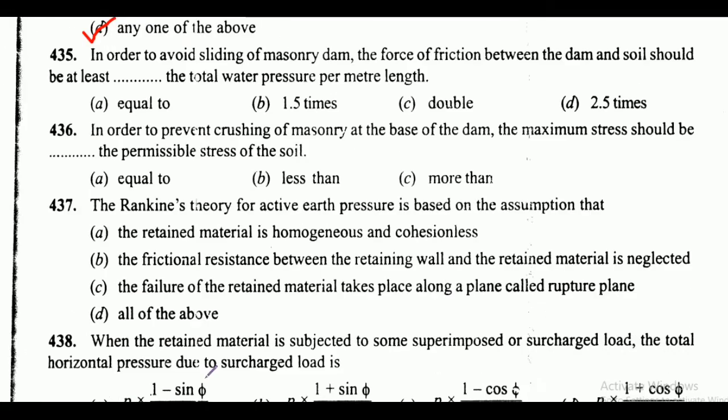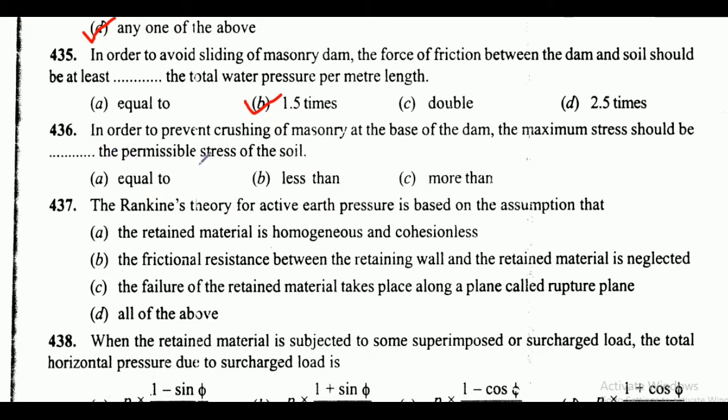Next is, in order to avoid sliding of masonry dam, the force of friction between the dam and soil should be at least dash the total water pressure per meter length. Options are equal to, 1.5 times, double, 2.5 times. Here the correct answer is option B, that is 1.5 times.